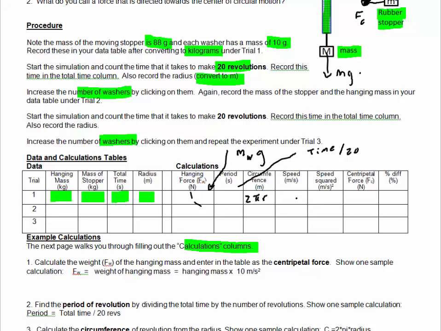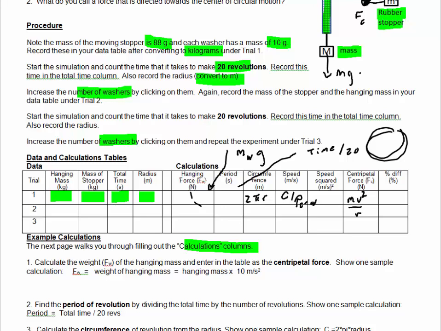Now the speed, what we know is we had this thing going around in a circle. The speed is going to be the distance that it took divided by the time. So this is going to be the circumference divided by the period. Then we can go ahead and square the speed, pretty straightforward. And then we can calculate the centripetal force, and the centripetal force is going to be the mass times the speed squared divided by the radius.